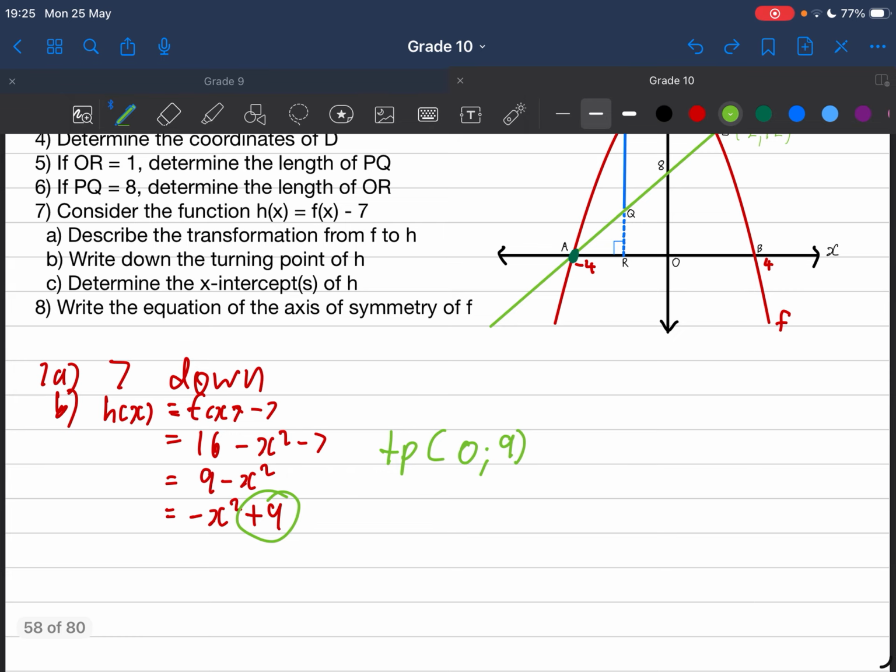Alright, then they want you to get the x-intercept. So x-intercept like y equals 0. So negative x squared plus 9. X squared equals to 9. Square root both sides. So x is equal to negative or positive 3. So the x-intercepts are going to be negative 3 and 0 and 3 and 0.